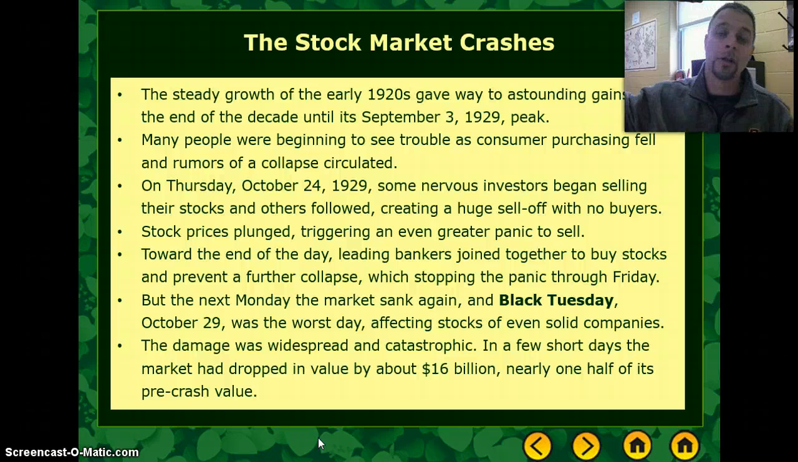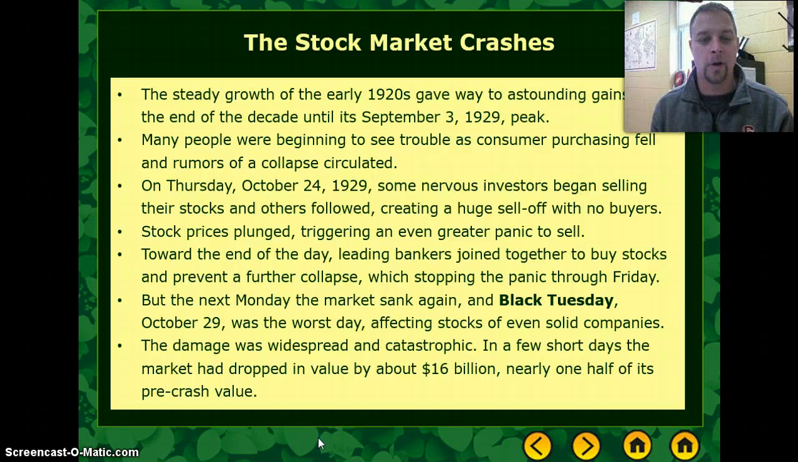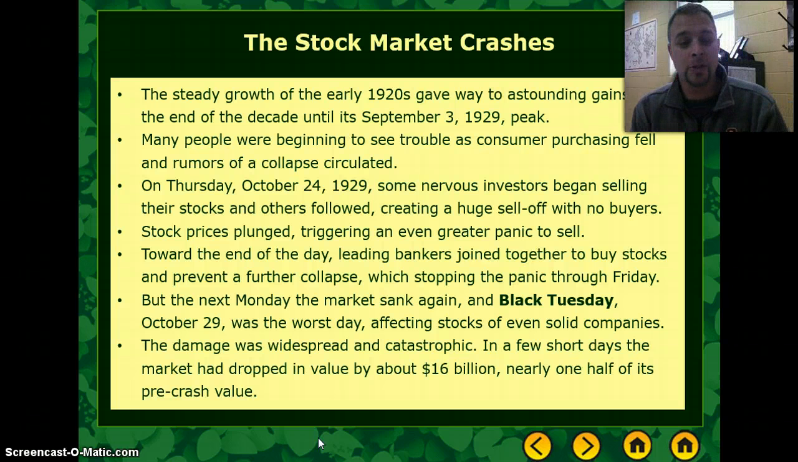So the steady growth of the early 1920s led to the peak in early September 1929. But some investors were starting to see trouble as consumer purchasing fell and rumors of a collapse started to circulate. So on Thursday, October 24th, 1929, some nervous investors began selling their stocks. Others followed, and this creates a huge sell-off with no buyers. Stock prices plunge, and it triggers an even greater panic to sell.